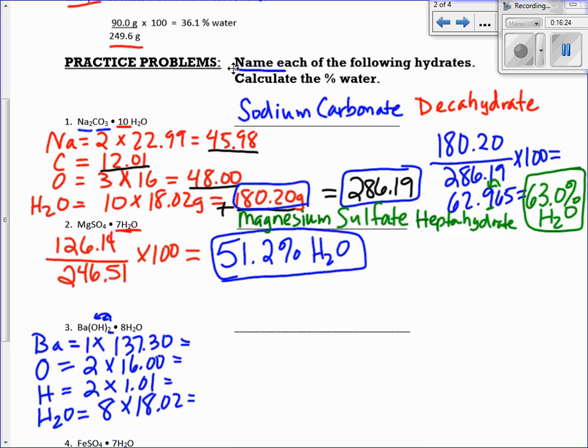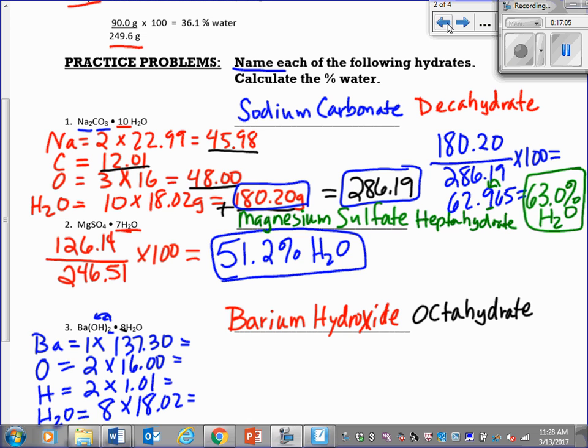Anybody like to name number 3 real quick? Barium what? What's OH? Hydroxide. Good. That's one of those polyatomics you need to know. Barium hydroxide. Now, what's the 8 going to give us in terms of our prefix? So that would be octahydrate. Good. So don't forget to name them.